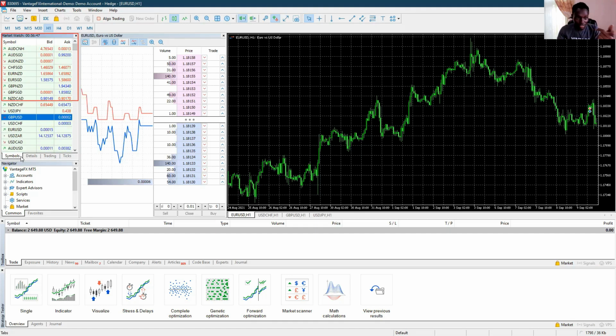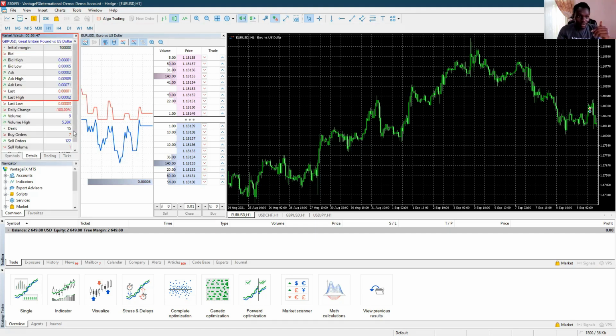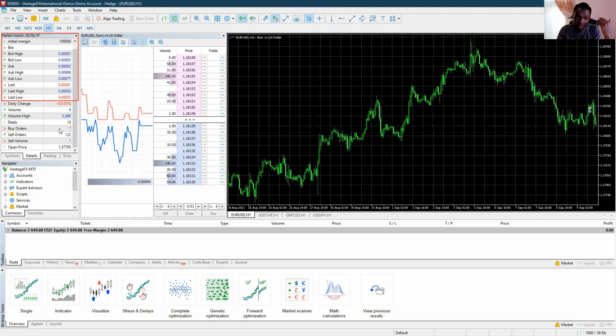Here, these are the symbols. Then this gives you details on your trades, like your initial margin. The price for this is $100,000. So that's the price for a standard lot for this. And you have your bid high, your bid low. These are the highest ask prices, buy and sell prices. And you have your daily change, your volume, highest volume, the deals, your buy orders, and a lot of details there.